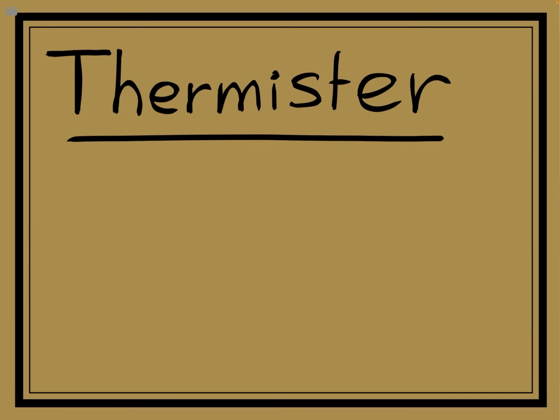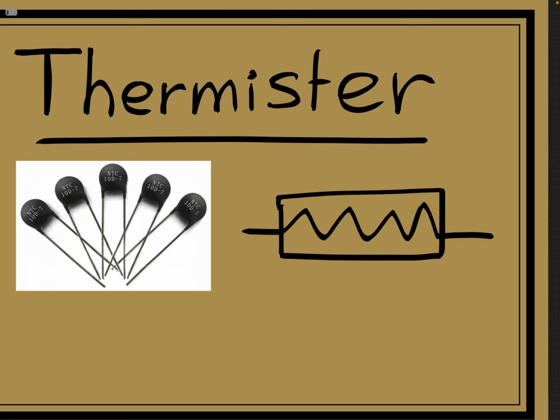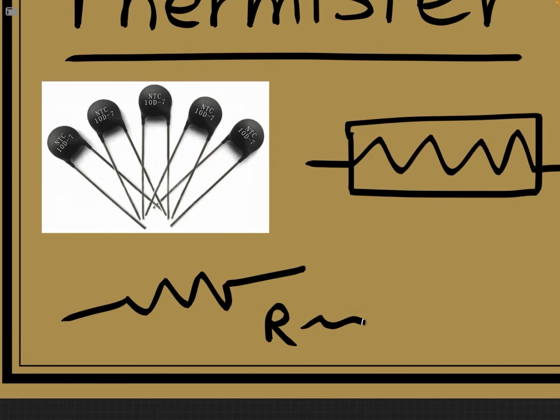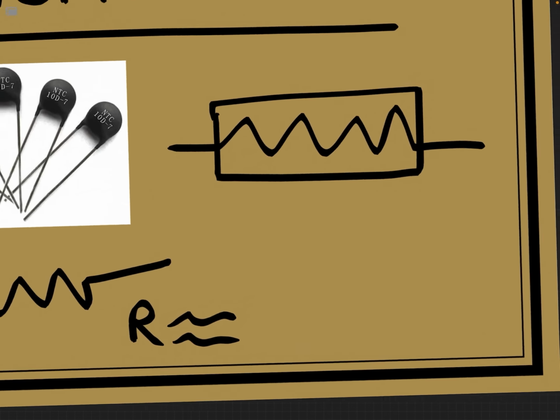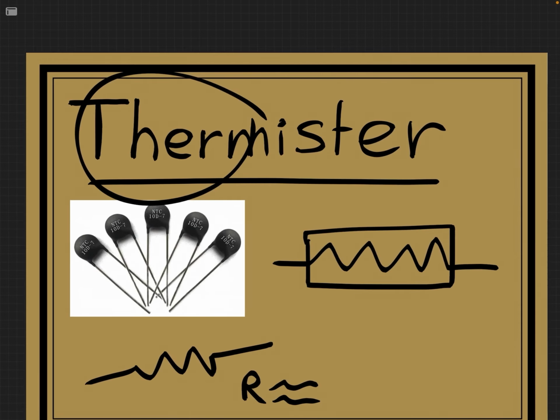In real life, if you're a hobbyist, they might look like this, and in a circuit diagram, you draw it like this. Now a thermistor is basically the same as a resistor, except its resistance doesn't stay the same, it changes. And it changes based on heat. Hence, thermoresistor, thermistor.